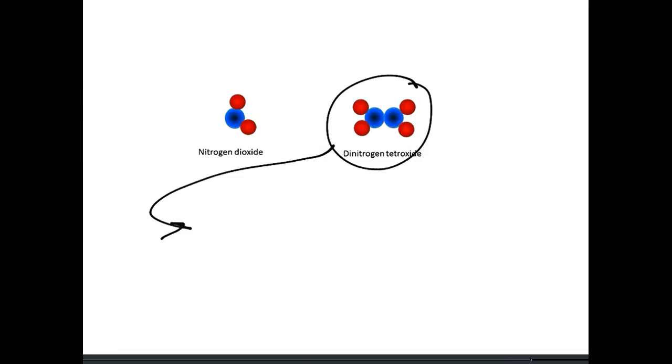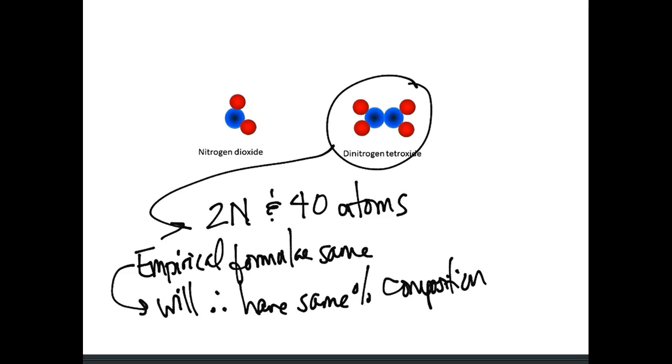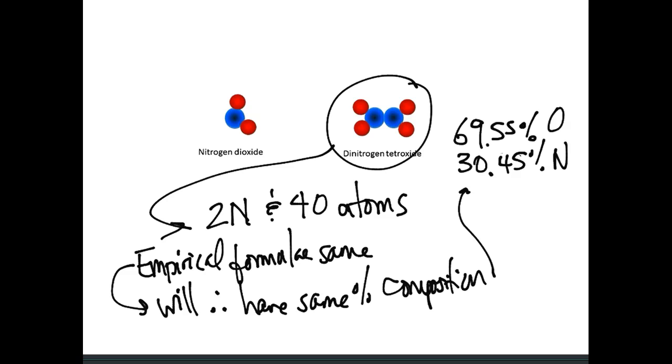If we do the same process for dinitrogen tetroxide, N2O4, what you might notice is that because there are 2 nitrogen atoms and 4 oxygen atoms, you really have the same overall percent composition for nitrogen and oxygen because you've just doubled the molecule. It's basically 2 of the same molecule over again. So whenever you have 2 compounds with the same empirical formula, they will have the same percent composition. So this would have the same answer: 69.55% oxygen and 30.45% nitrogen.